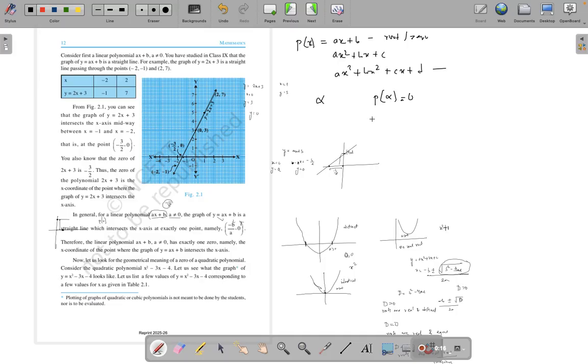Okay. And x minus alpha is a factor of p of x. Is this clear? Or say if you take x minus beta, I'm asking you, tell me the remainder when this polynomial p of x is divided by x minus beta.